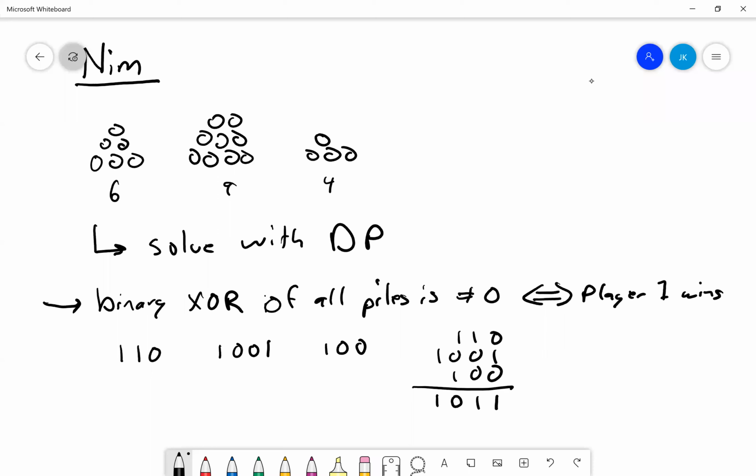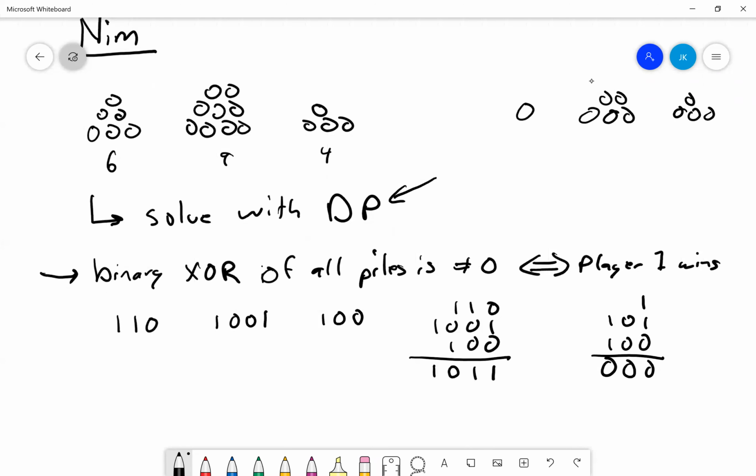Whereas if you had something, for instance, that had 1 stone and one that had 5 stones and one that had 4 stones, well, you would have the number 1, you would have the number 5, and you would have the number 4. And if you take the XOR of that, it's 0, and therefore player 2 would win. Okay, so it's a very interesting property of Nim, but you can solve the cases if you want to via DP and see how this would come out, and it might be useful to convince yourself that that's the case.